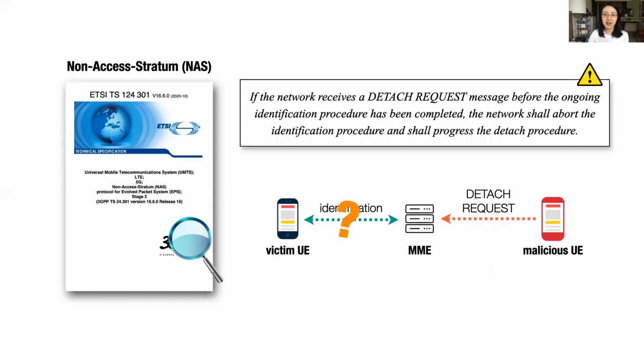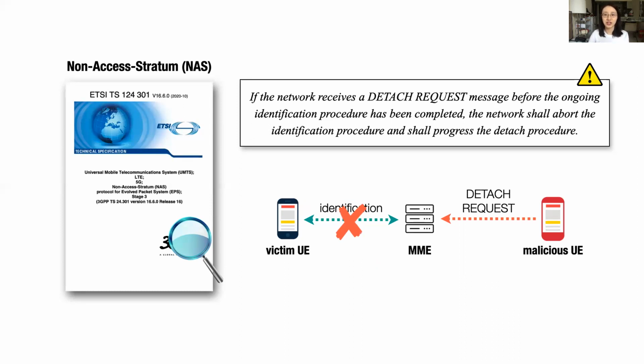To carry this out, we tested in a 4G simulation environment, because considering ethics, we cannot perform experiments in a commercial network. So we tested in a simulator. But in our testing environment, we surprisingly found that the network not only aborted the identification procedure, but further released the connection with the victim UE. The victim UE finally got a DoS attack.